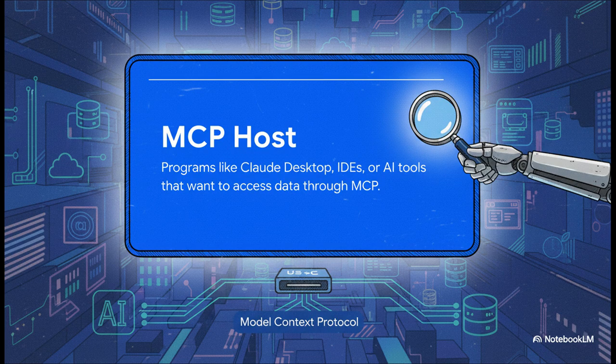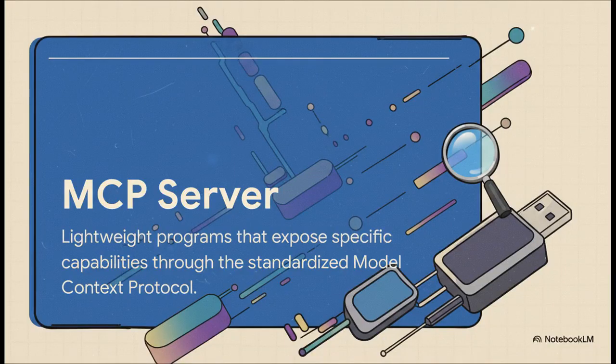It's hungry for context. Then you've got the MCP server. This is just a lightweight little program that you run, and its job is to expose one specific capability. So you might have one server that gives access to your local files, another one that connects to the Google Calendar API, and maybe a third that can query your company's database. See? Each server has one job, and it does it really well.